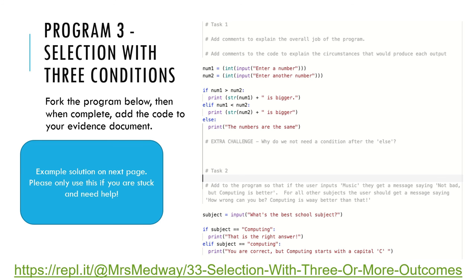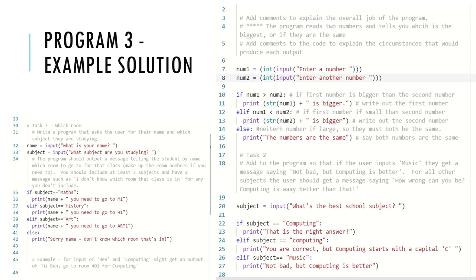Now here's a link that will take you to Replit, giving you the third program. And what I would like you to do, please, is fork that program, try and write a solution for it. And again, if you get stuck on that, you've got some help on this screen here. You've got a little working solution right there.